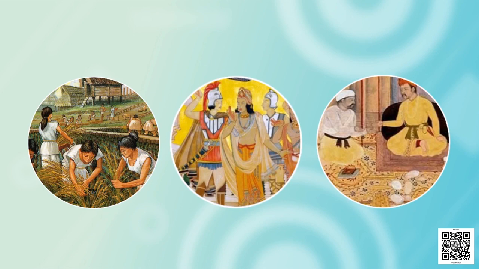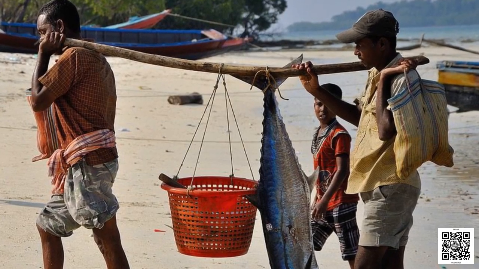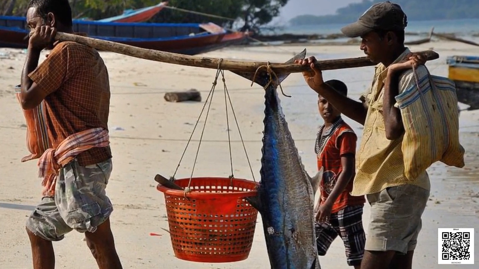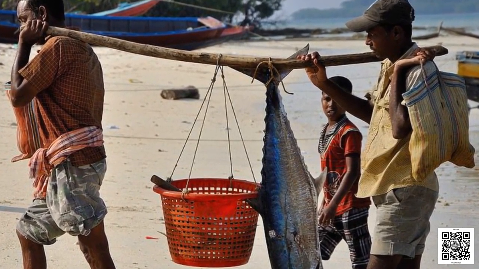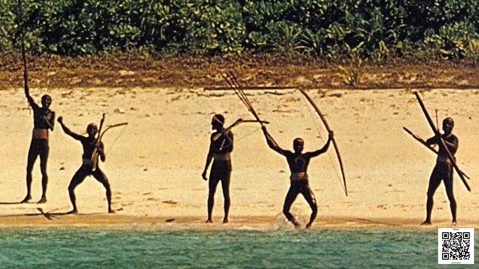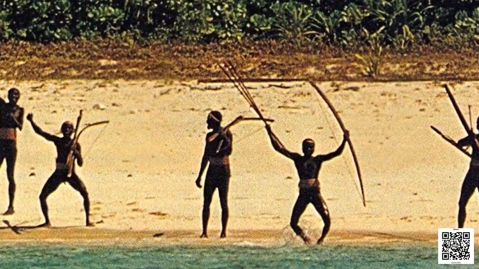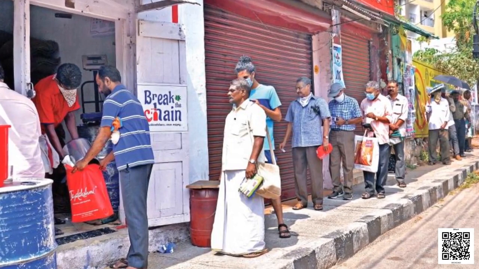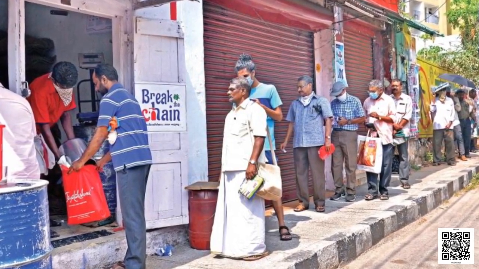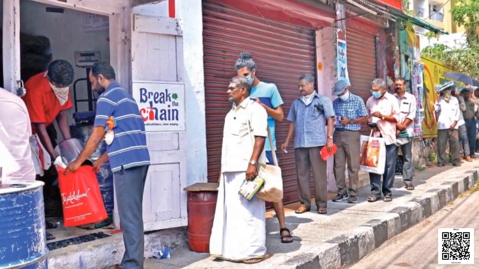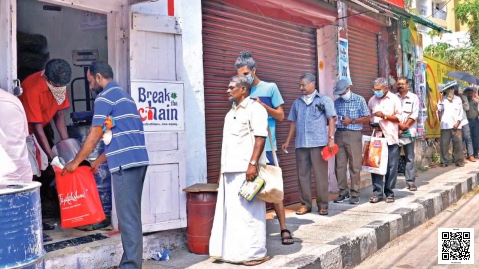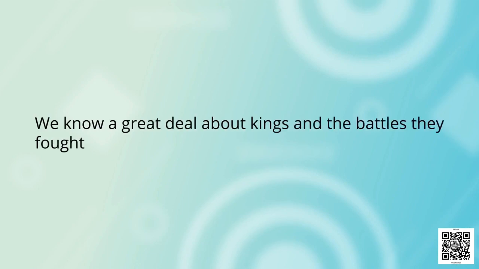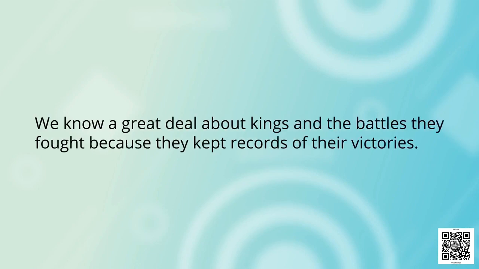For example, today, most people living in the Andaman Islands get their own food by fishing, hunting, and collecting forest produce. By contrast, most people living in cities depend on others for supply of food. Differences such as these existed in the past as well. Besides, there is another kind of difference. We know a great deal about kings and the battles they fought because they kept records of their victories.